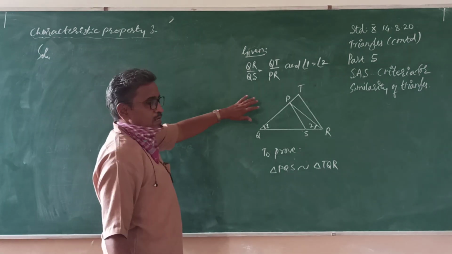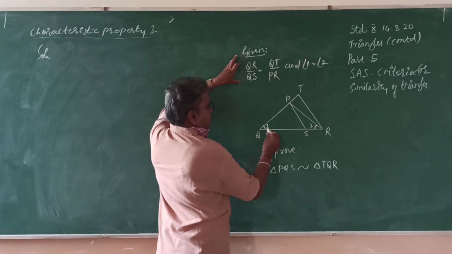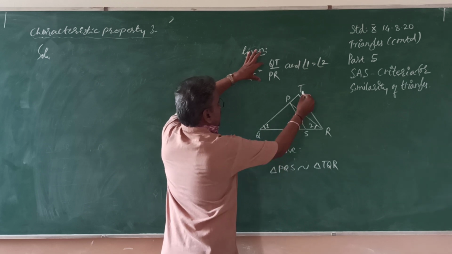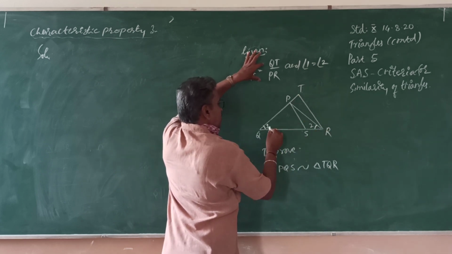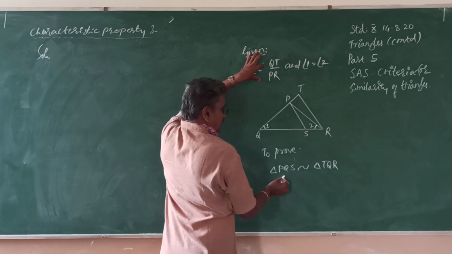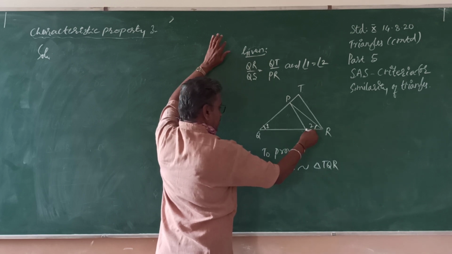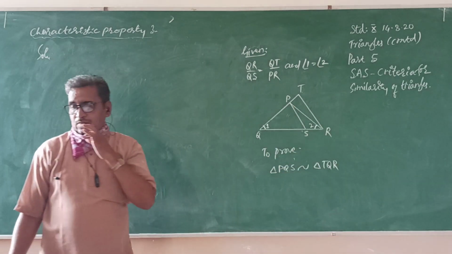In the example, in the given figure, QR by QS is equal to QT by PR, and angle 1 is equal to angle 2, given. The question is to prove that triangle PQS is similar to triangle PQR.